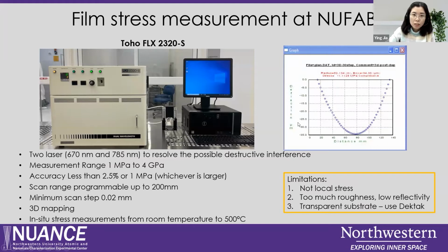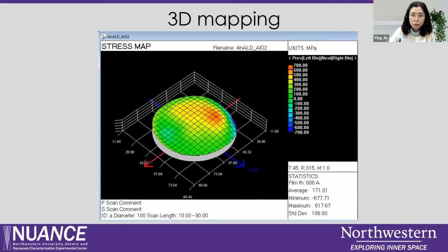Okay, so this is the measurement, and I'll show you quickly the 3D mapping. This is a 3D map we measured at NUFAB, and this is an aluminum oxide film grown by ALD at NUFAB also. The reason for measuring in 3D is that you have a 2D film, so why would you want a 1D measurement? Measuring in two dimensions is definitely a better characterization than measuring in one dimension.